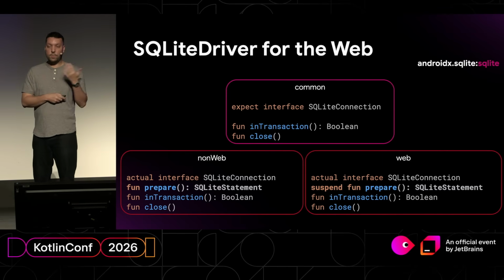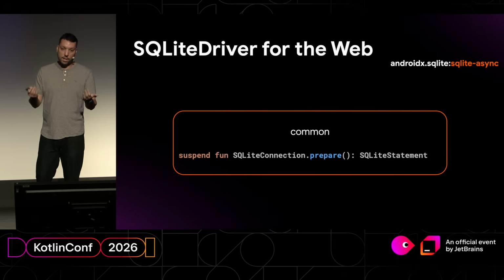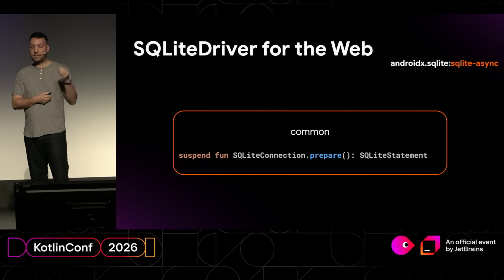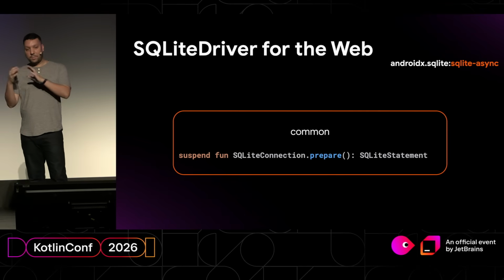So you may be wondering, but what do I do with my common code that needs to support all platforms, including web? Well, for this, we created a new artifact called SQLite Async, and this has extension functions that are suspend functions, because suspend functions are the functions that can work on all the platforms. And it might be weird that this is an opt-in, an artifact that you have to add, and discoverability is not great, but it's on purpose.